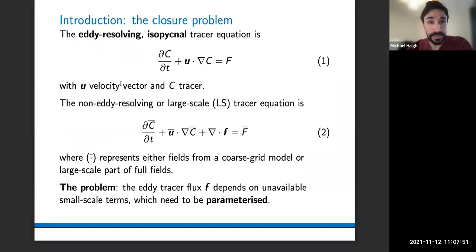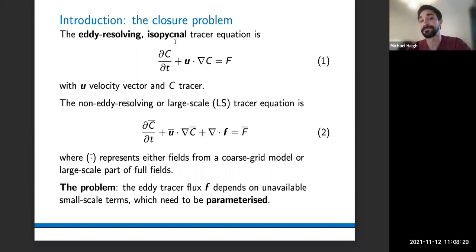So I'm just going to illustrate this problem from a mathematical standpoint as well. Let's say we have some eddy-resolving tracer equation. This represents the evolution of the tracer on some isopycnal surface. So I'm going to talk today about isopycnal tracer transport along surfaces of constant density. Our tracer C here is advected by some full complete eddy-resolving velocity u and subject to some other forces.